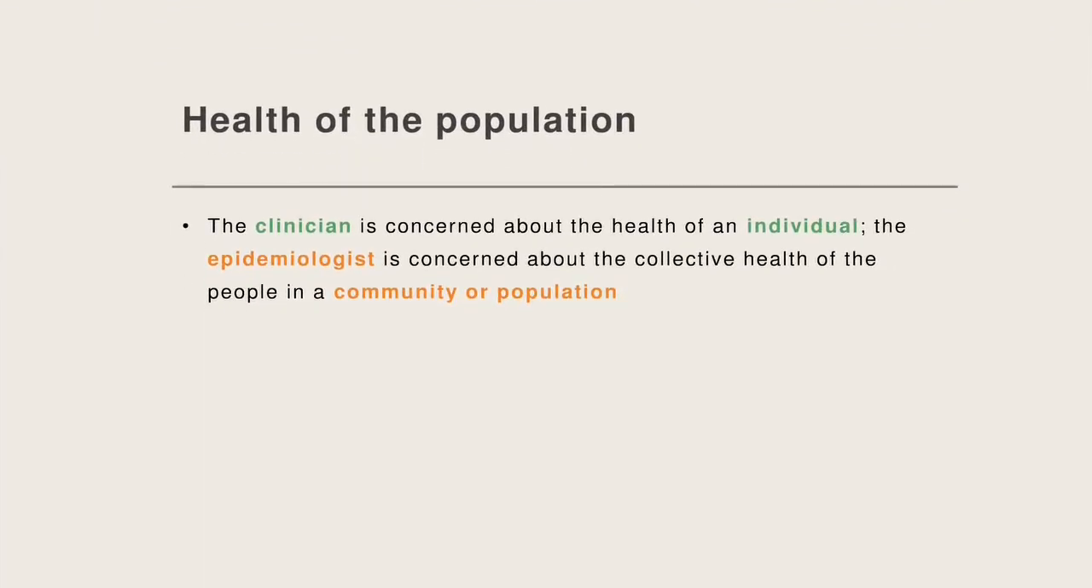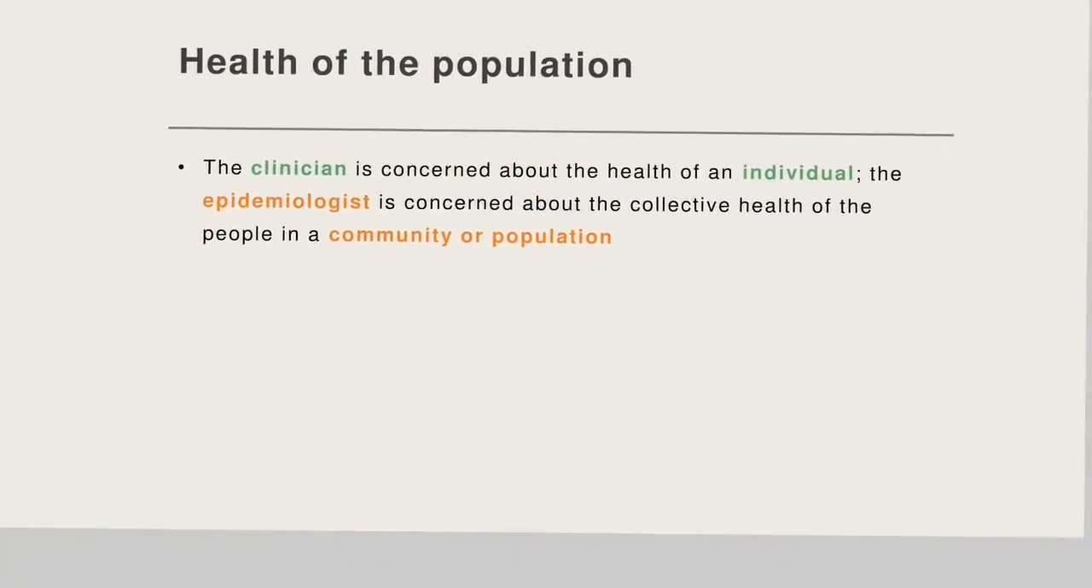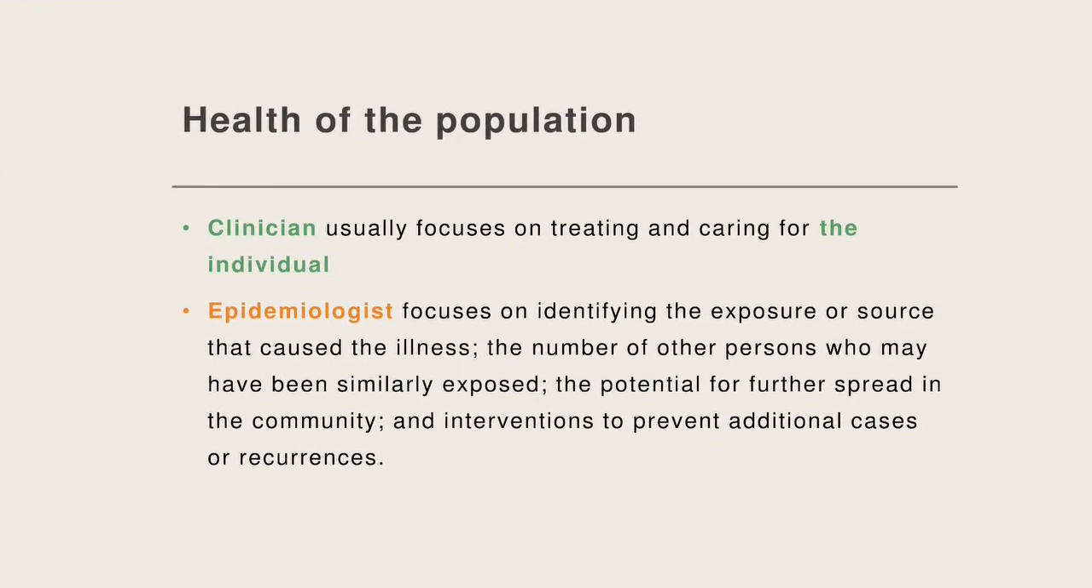So here comes an important difference between clinician and epidemiologist. The clinician is concerned about the health of an individual. The epidemiologist is concerned about the collective health of the people in a community. So epidemiologists basically focus on public health. The clinician usually focuses on treating and caring for the individual, and the epidemiologist is concerned with identifying the exposure or source that caused the illness, the number of other persons who may have been similarly exposed, or the potential for further spread in the community, and interventions to prevent additional cases from occurring.